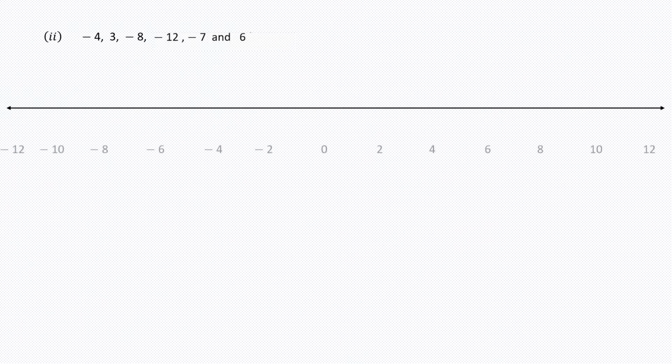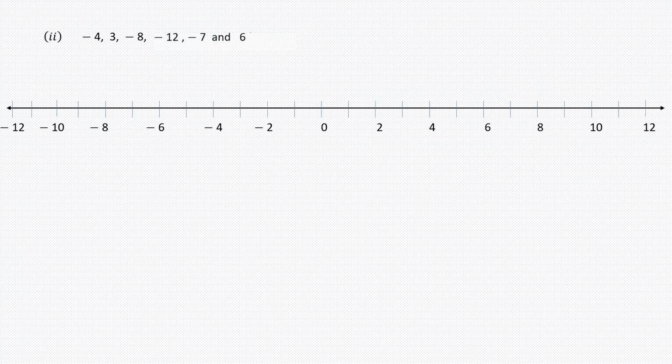Next question, number line first. Write down all your numbers and let's start marking these. -4, negative number on the left hand side of 0. 3 on the right of 0, between 2 and 4. -8 on the negative side here, left side. -12, negative, left side. -7, negative, left side. And 6, positive on the right side.